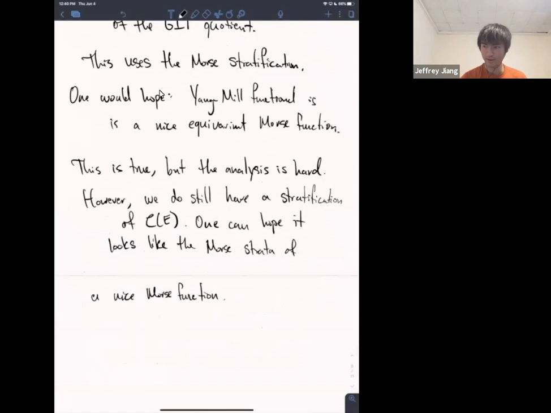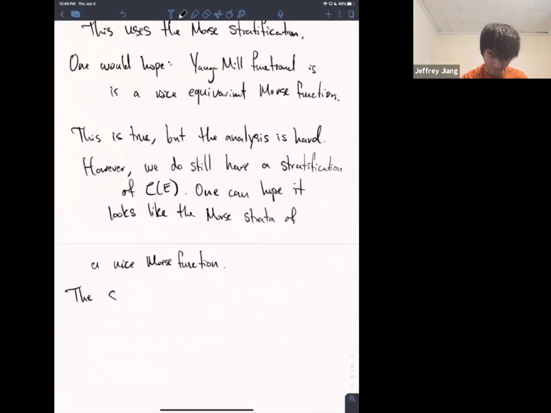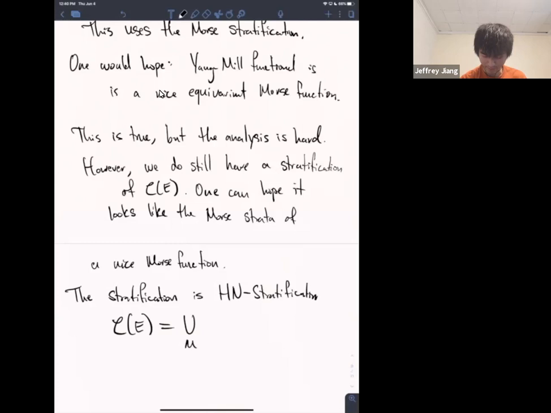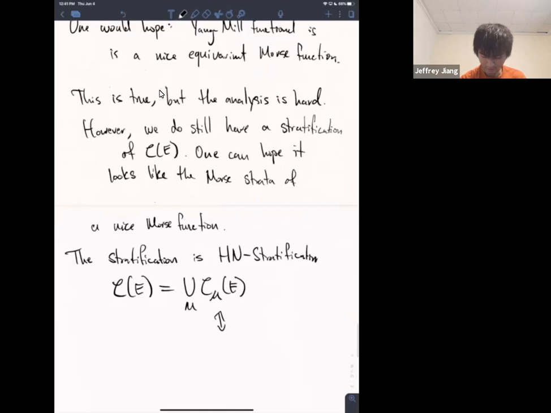Okay, so what is the stratification? This is something we talked about yesterday. It's called the Harder-Narasimhan stratification, where you write the space of all holomorphic structures as the union over all types of something I'm going to call C sub mu of E. So this is going to be holomorphic structures of Harder-Narasimhan type mu. So that's our stratification of our space.